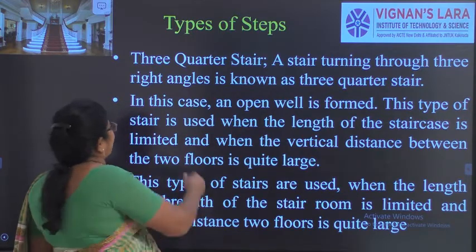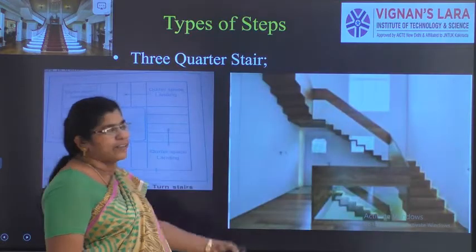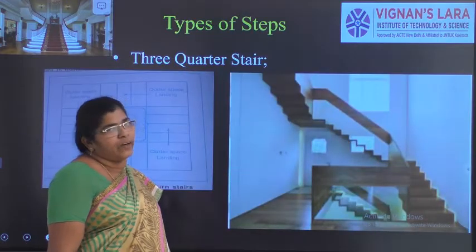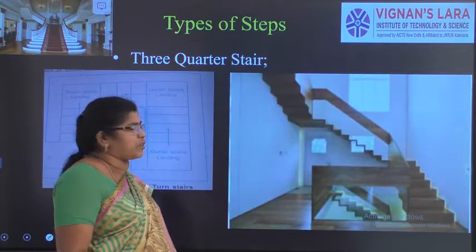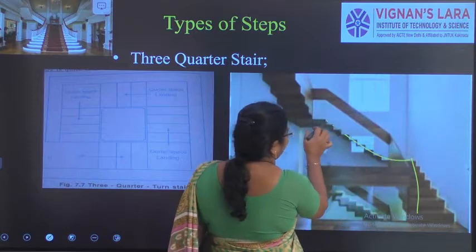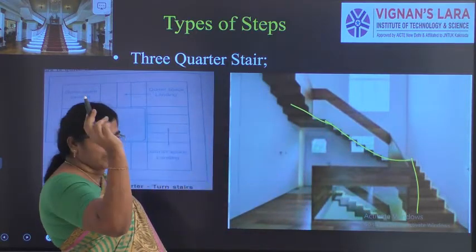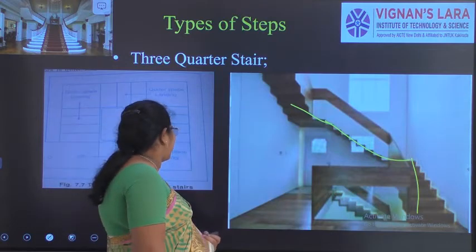The next one is the 3/4 stair. Mostly these 3/4 stairs are very rare. Only when there is a very limited space do we go for it. You can see here it is going like this, again a landing, again going and turning back. So like this we can go in for a 3/4 staircase. You can see here, right?